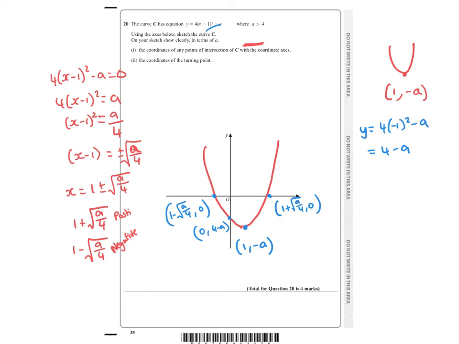Okay, so that is how we draw this graph. Question 20 is actually quite a difficult question in terms of it's not using numbers. With the a, it throws a lot of people off. But you just need to do what you would normally do for these types of questions.